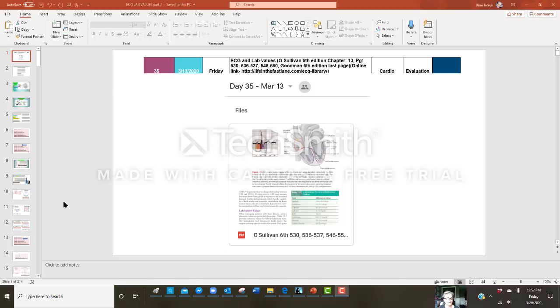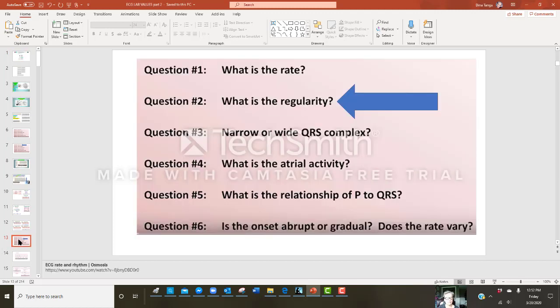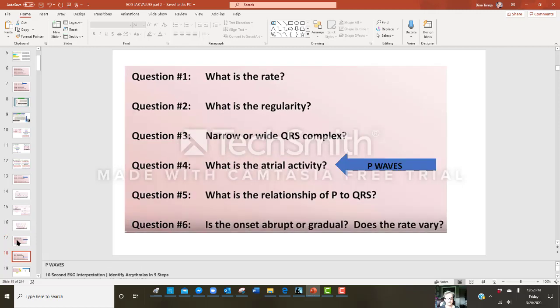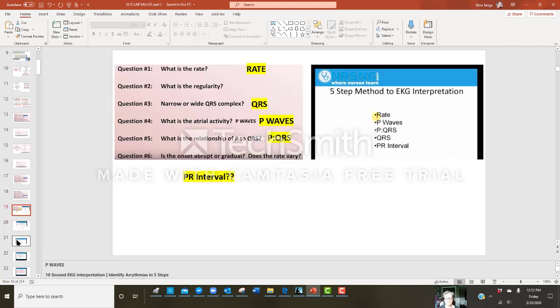Okay, so what is it? Part 5 now of ECG and lab values. Was it 3 or 4? The last part stopped at watching a video, of course. The nursing video where they were talking about the 5-step method to EKG interpretation. And I was comparing and contrasting the video that talked about 6 questions to answer versus the 5-step method.